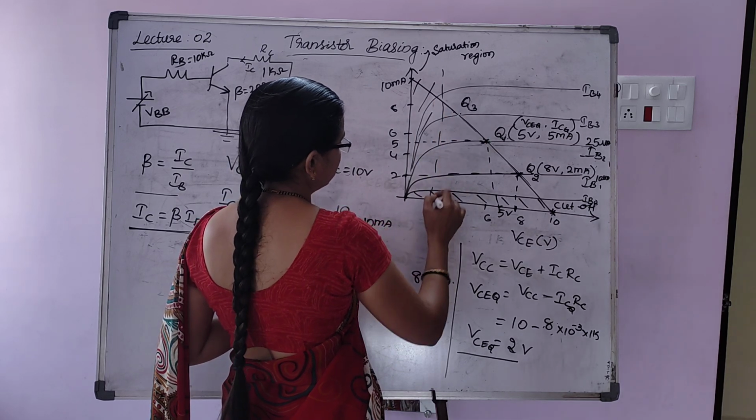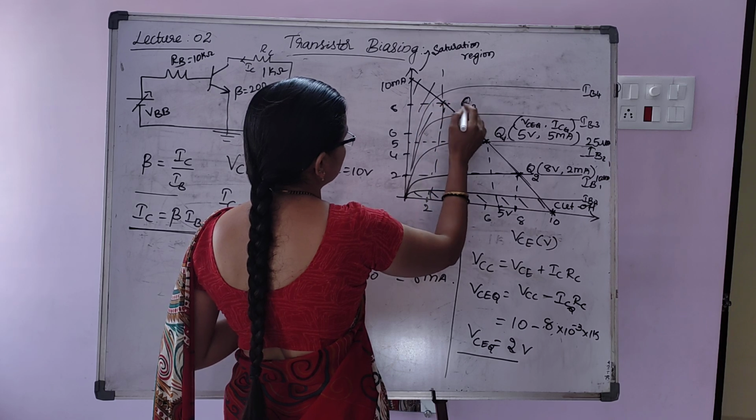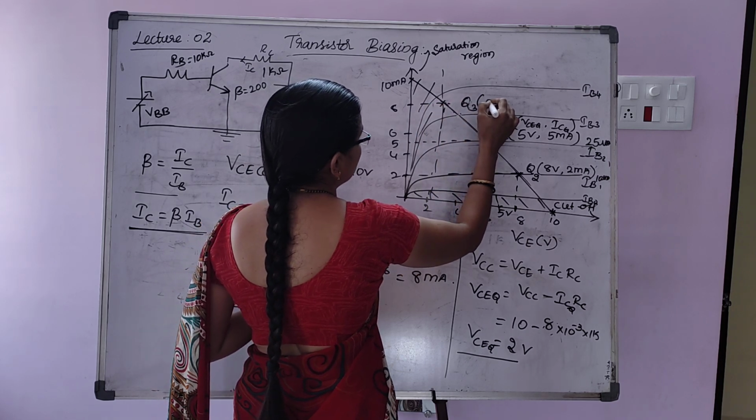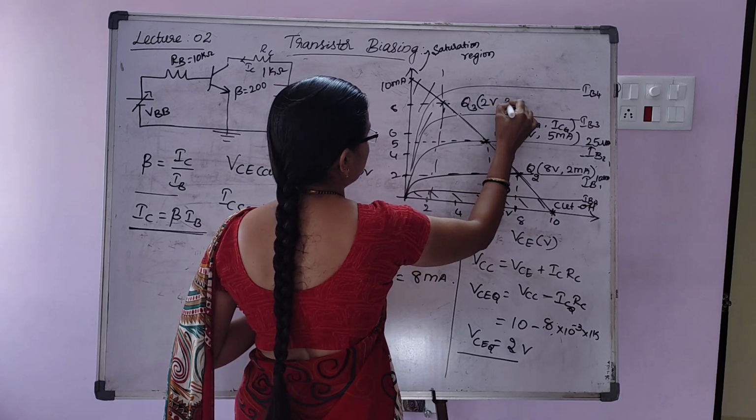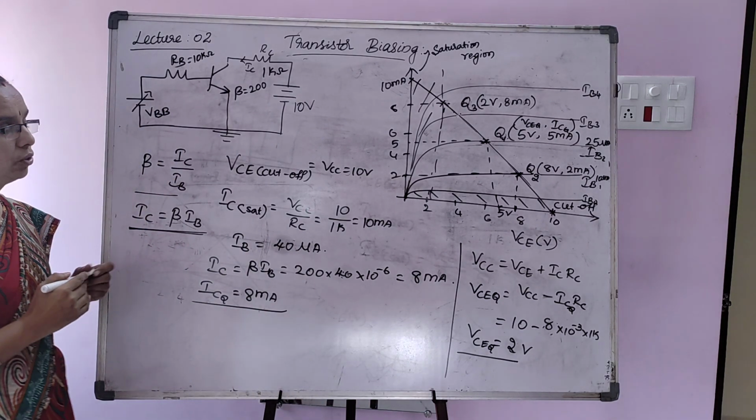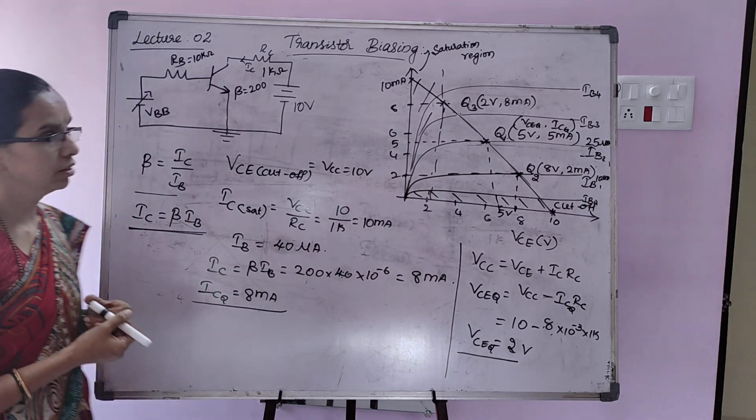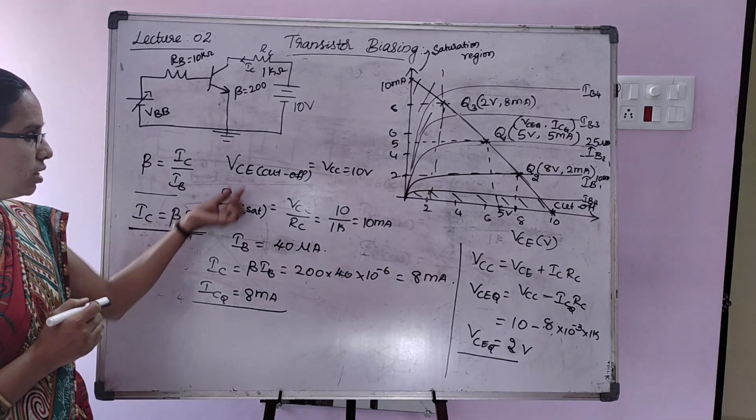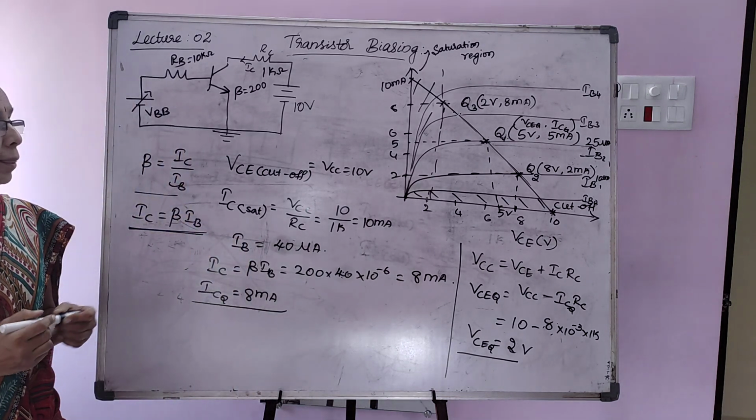Q3 will be 2 volt and 8 milliamperes, the coordinates of VCEQ and ICQ, and Q3 is the third Q point we have decided. So this is how to determine the coordinates of the Q point.